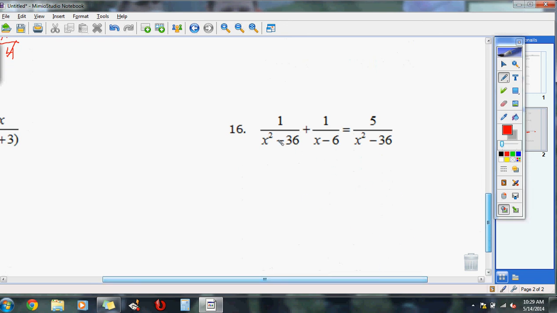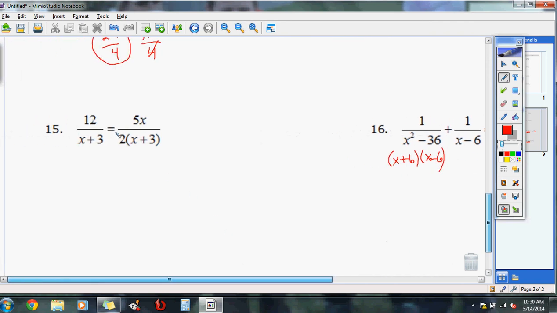Number 16, same thing, except for this is x plus 6, x minus 6, right there. Then you get your LCD that way, which is the entire LCD there. Okay, over here, this one's already kind of factored for you. So you're like, well, what's my LCD? Well, x plus 3, and then 2. So my LCD is literally just 2 times x plus 3.